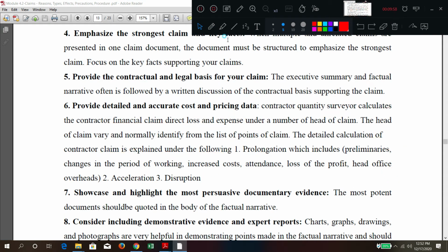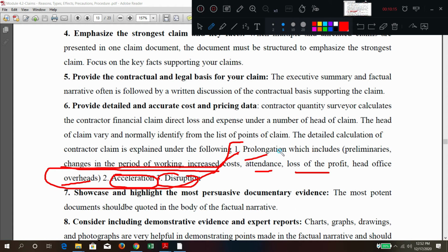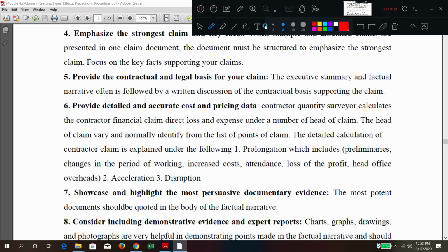So in that, generally pricing, three things will come. What are the things? Preliminary, attendance, loss of profit, head office overhead, whether it is accelerated work or disrupted work. So under these headings, you can give the breakup. Prolongation, acceleration, disruption. What do you mean by prolongation? If the work is extended, 2 to 3 times if it is extended. Acceleration, time of completion is reduced. Disruption, whether in performing the work, some disruption has taken place. So under these three heads, you can give the costing or pricing. That is the meaning.